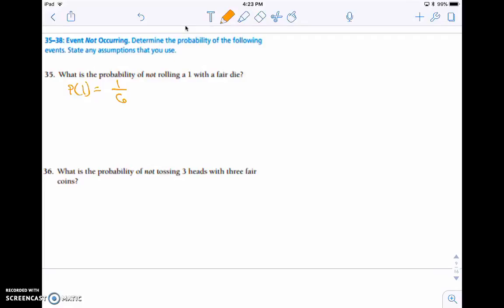So the probability of not getting a 1 is just 1 minus the probability of getting a 1, or 1 minus 1/6, which is 5/6. So there's a 5/6 chance that you do not get a 1. Now that may seem quite obvious, but this will be much more applicable when we get a little bit further down the road.